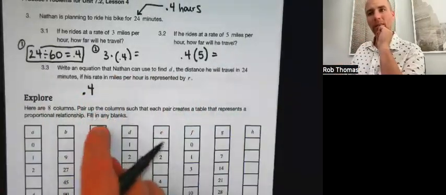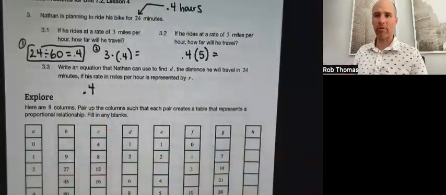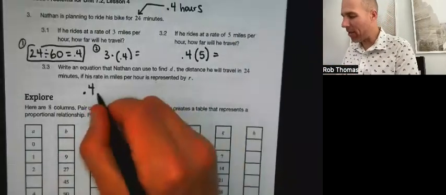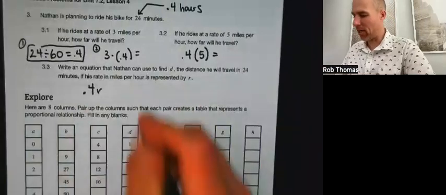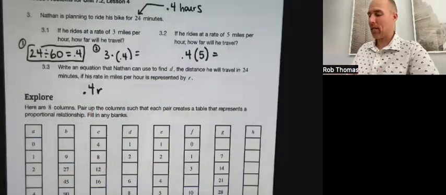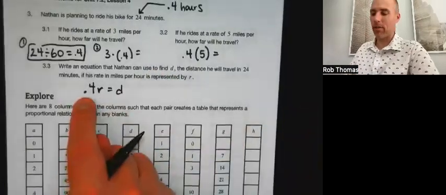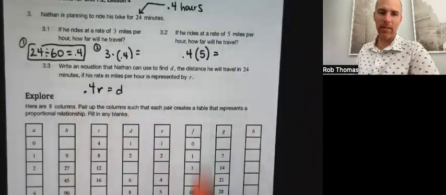We're always going to multiply that by his rate, which could change. Maybe he's going 3 miles an hour, maybe he's going 5, maybe he's going 10, whatever. But whatever it is, it'll be r. That's kind of an ugly r, looks like a v. That's an r. And that's always going to equal his distance. Okay? 0.4 hours times his rate equals his distance.